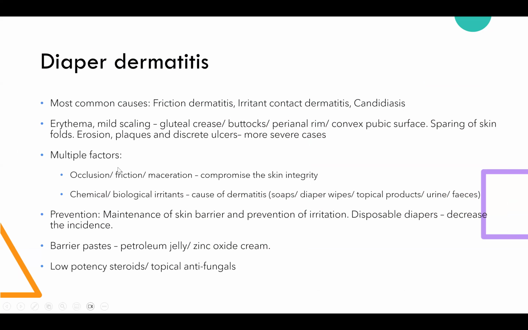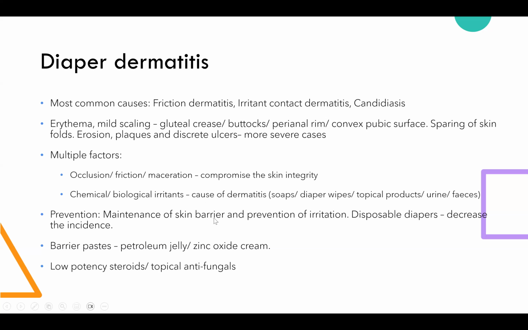It can be due to multiple factors. Because of constant use of commercial diaper, there will be occlusion and decreased air circulation. And with friction of commercial wipes, maceration of the area due to stool passage or urine passage, and long diaper usage, it compromises skin integrity. Superimposed to that, there is a chemical irritant, chemicals present in the urine, feces, or commercial wipes, or biological irritants, like any microorganism, bacteria or fungal, can also cause diaper dermatitis.